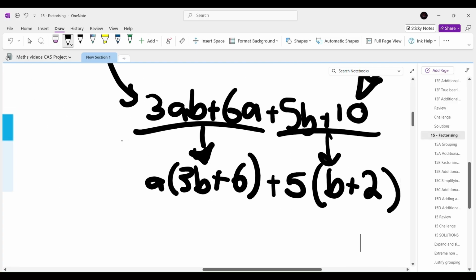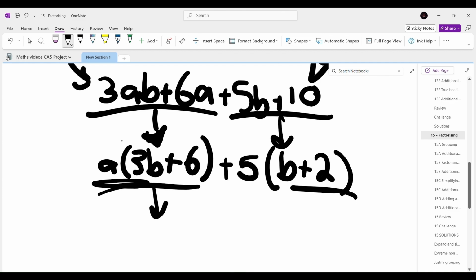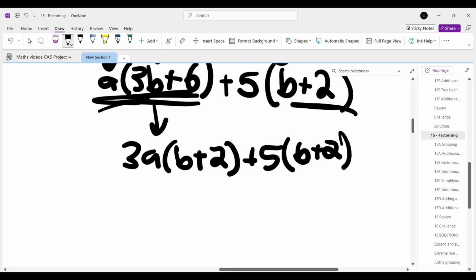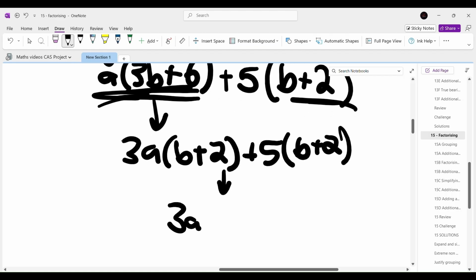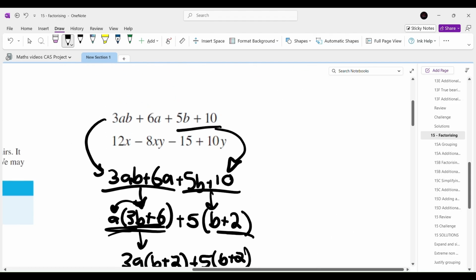And over here you'll see that these don't share the same common factor, so we can simplify this one a bit further. We can take the 3 out as well, so this becomes 3a times (b plus 2), because we've just divided this by 3. And then we have 5 times (b plus 2). So in the end, we've simplified this down to (3a plus 5) times (b plus 2). And this is our simplification right here.